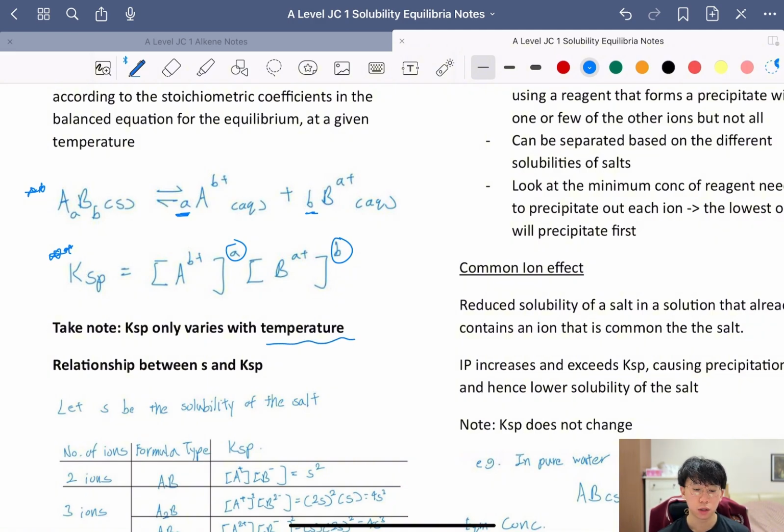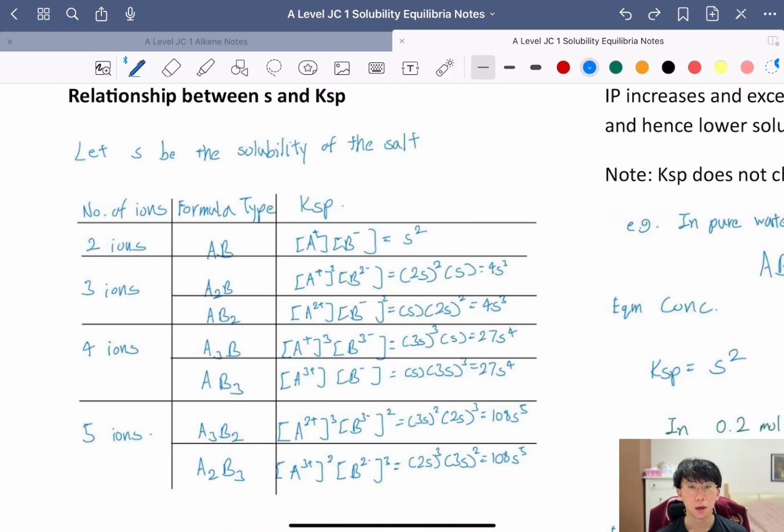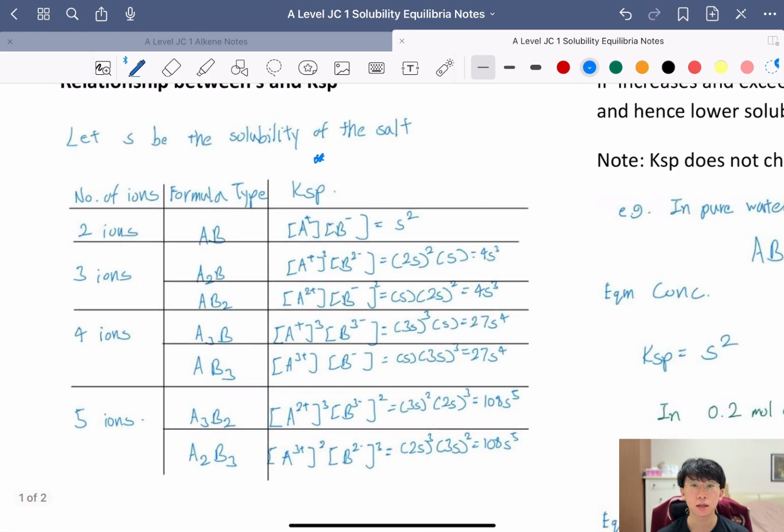Next up, we need to know the relationship between solubility and Ksp. Below is a table that details this relationship. What you want to do is form your Ksp equations first, as shown in this right column over here. And then you want to put in S as the solubility of the salt and substitute it for the concentrations that are used in the Ksp equation. So how do we do this?